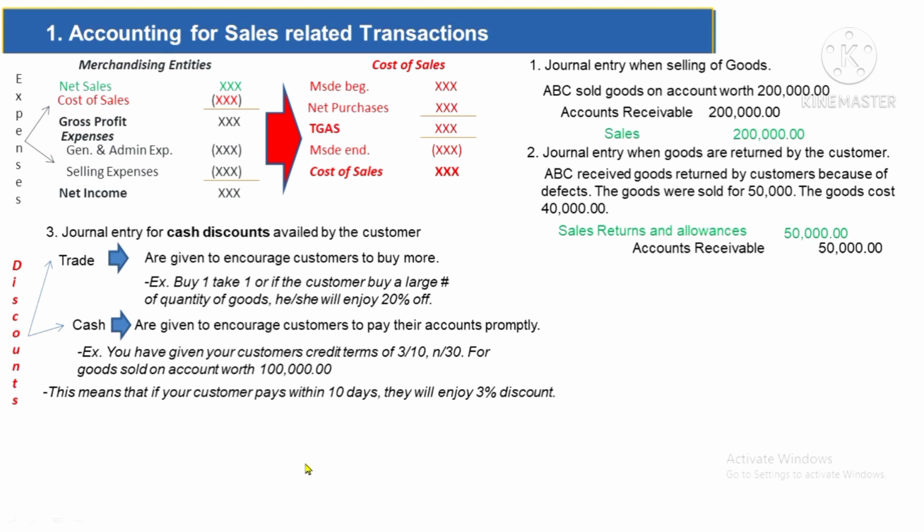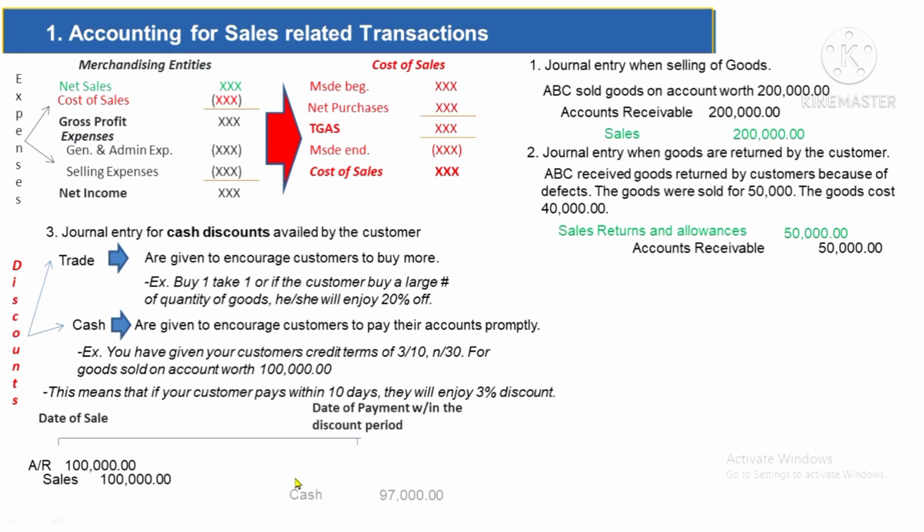So what are the entries if the customer paid within 10 days? Let's first start with the date of sale. The entry is simply debit accounts receivable 100,000 and credit sales 100,000. But on the date of the collection within the discount period, you are to debit cash 97,000. So it's already net of the discount. But you are still to credit accounts receivable of 100,000. The other 3,000, the balancing figure, is what we call the sales discount of 3,000.